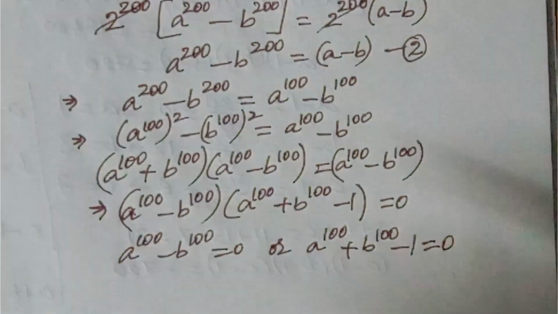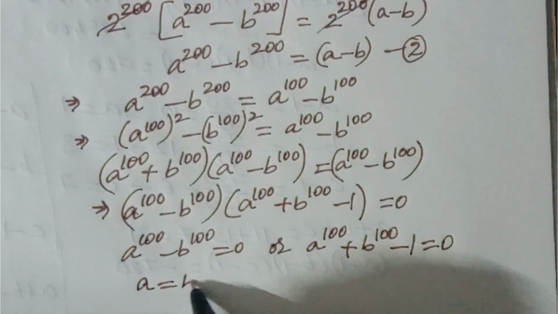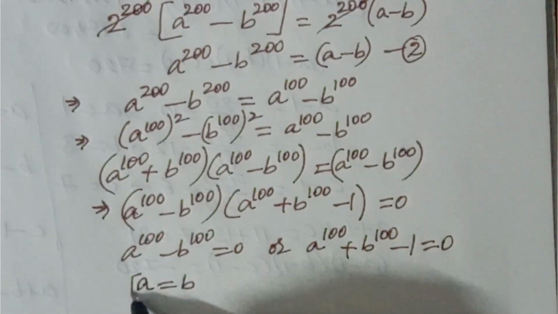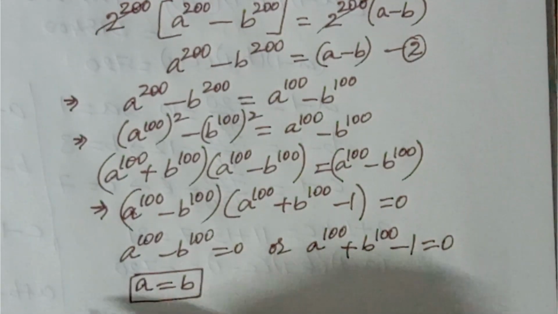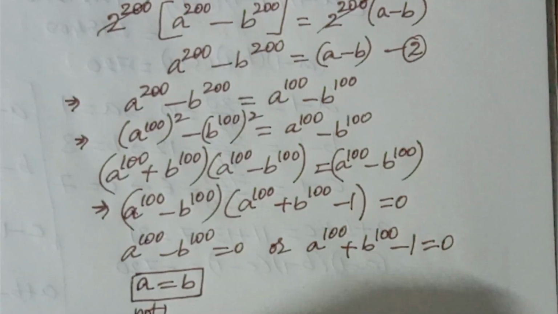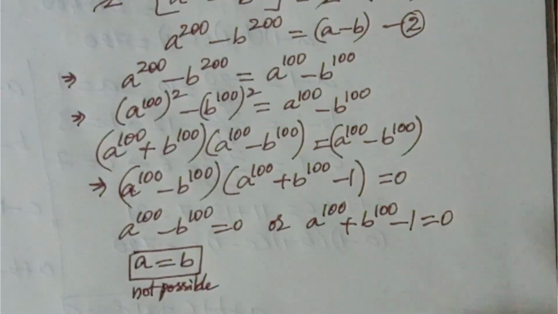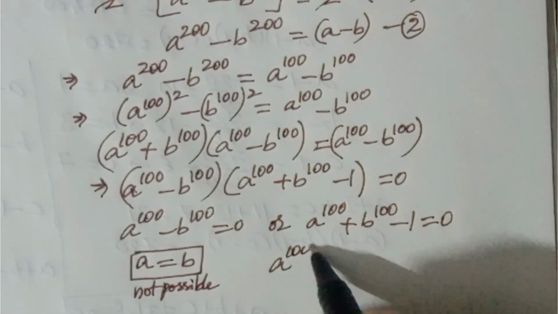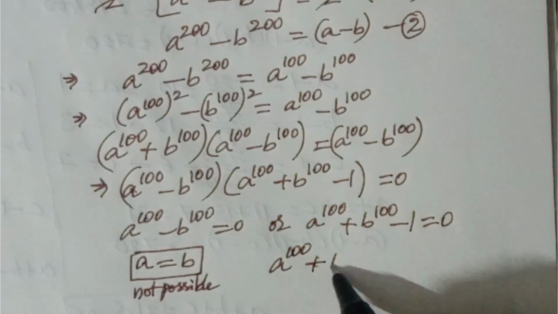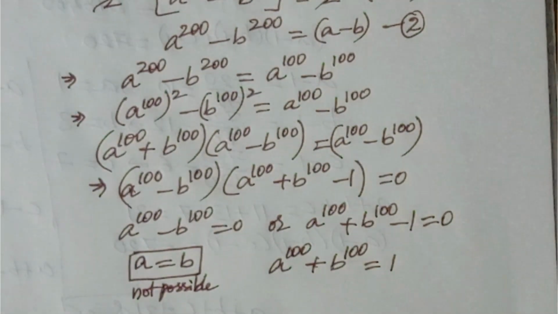So here from this you will get a is equal to b. So here it is not possible to get a is equal to b. Not possible. So in the problem it is given a cannot be equal to b. Then we'll go to the second one, a to the power of 100 plus b to the power of 100 is equal to 1.